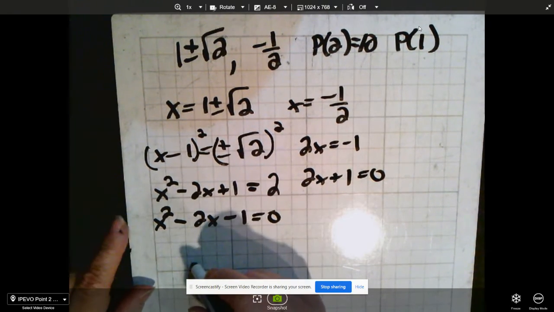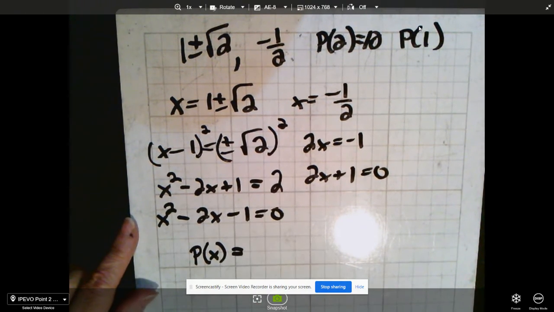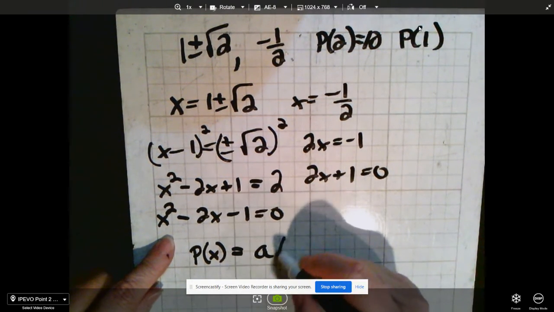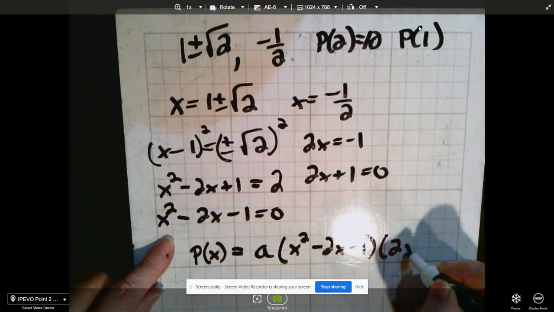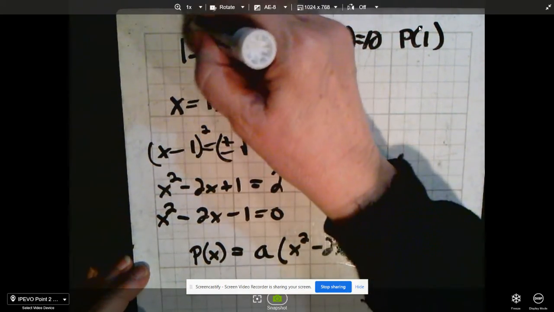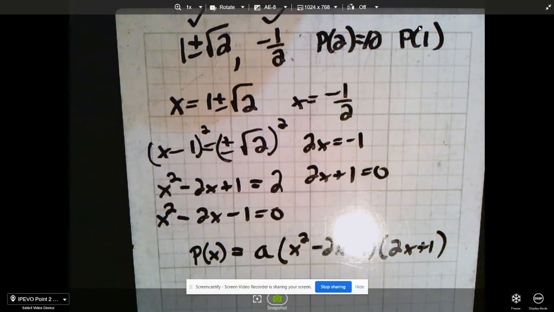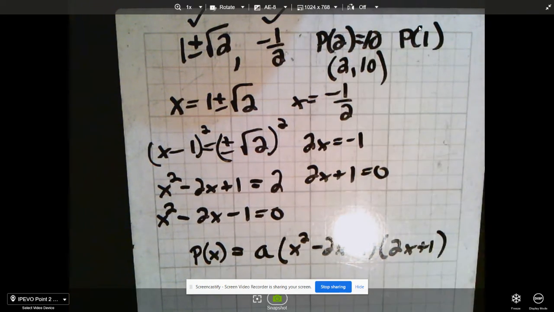So if I put this together, I could say P of x or y, it doesn't really matter, is going to equal some value a that I don't know yet, times x squared minus 2x minus 1 times 2x plus 1. So that's what I know of the equation so far. So I've used this piece of information. Now they told me P of 2 equals 10. So basically that's telling me when x is 2, y or P of x is 10. So I can go plug that into this equation, and then my only variable left will be a.